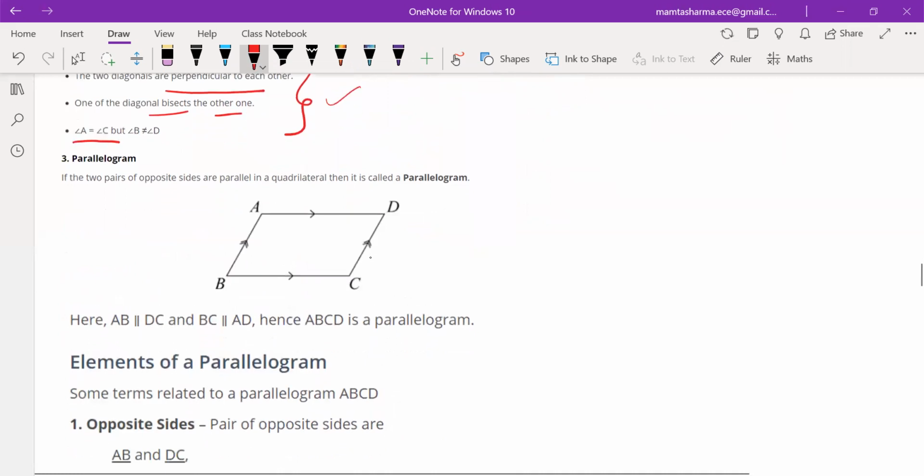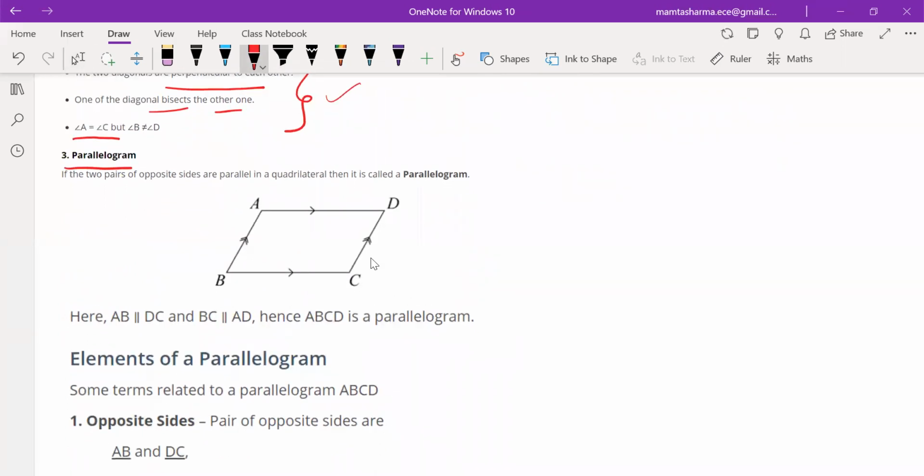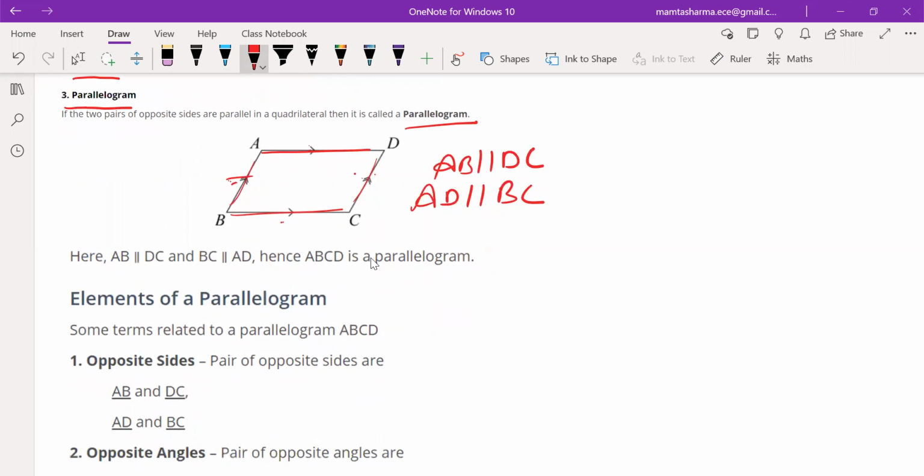Now come to the next quadrilateral. This is a parallelogram. What do you mean by parallelogram? In a parallelogram, opposite sides are parallel. This side will be parallel to this side and this side will be parallel to this side. AB will be parallel to DC and the other opposite side AD will be parallel to BC. If opposite sides are parallel, then this will be a parallelogram. Hence ABCD is a parallelogram.